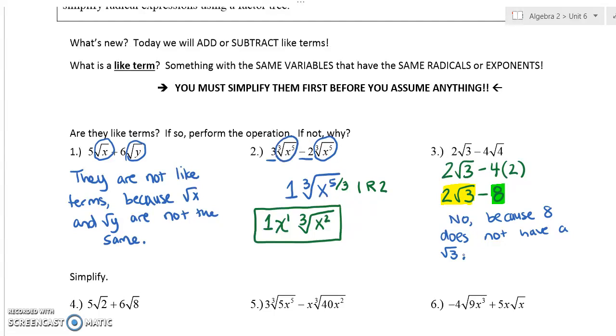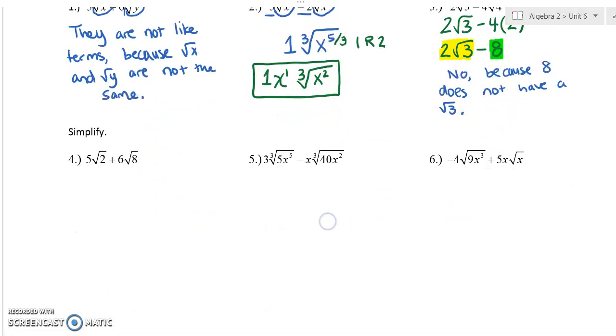All right. So let's look at example 4, 5, and 6. In these, our job is not to say are they like terms, but just to simplify them if we can. So we're going to add them if they are. If they're not, we'll leave them alone. So let's look at example 4.